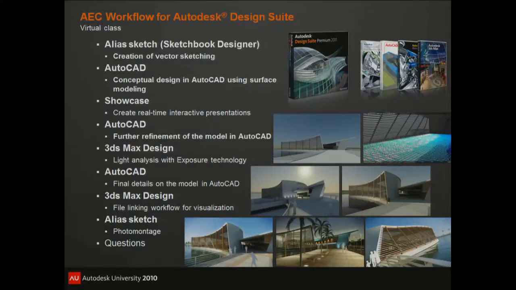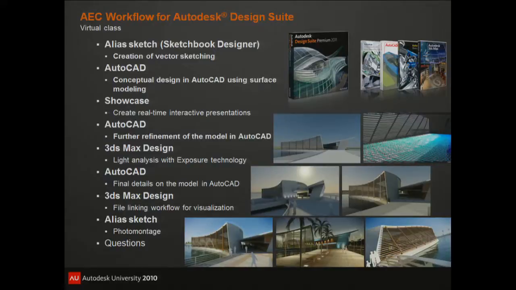So we're going to start in Alias Sketch, creating vector sketching. Then we're going to migrate to AutoCAD to do conceptual design using surface modeling. From AutoCAD, we're going to have a look at the model in real time and create interactive presentation using Showcase. And then we're going to go back to AutoCAD and refine the model even more. Then we're going to bring the model in 3ds Max Design, where we'll validate the design with the light analysis using exposure technology. And then going back to AutoCAD and work a little bit more on the model as well.